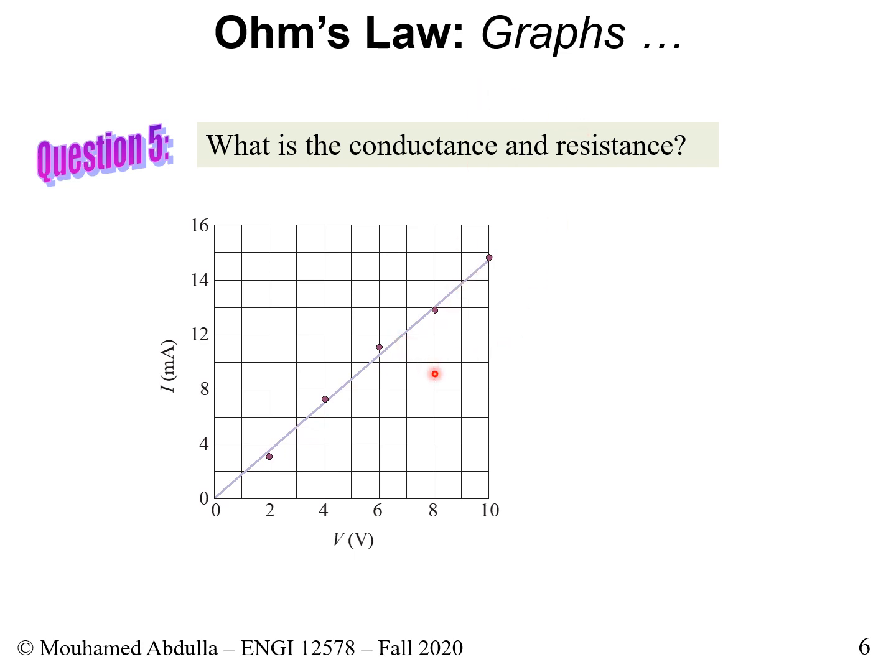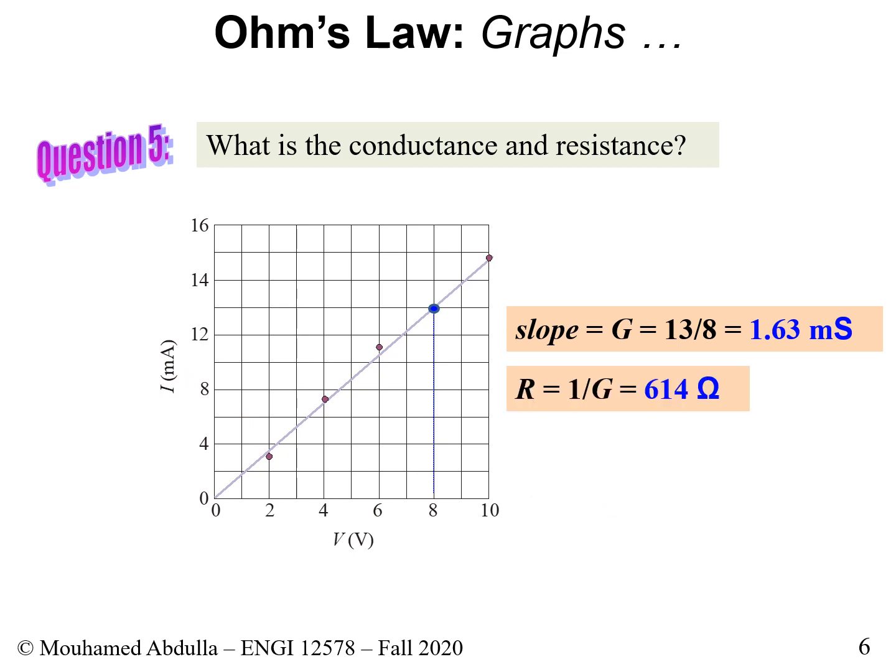Now, how do we find the conductance and resistance? We simply need to find the slope. For the slope, we just need one point on the line. I think one good point that we could pick is perhaps this one here. At 8 volts, we have 13 milliamp. So we can find the slope as G is equal to 13 milliamp divided by 8 volts, and you get 1.63 millisiemens. Again, the milli comes because this is milli. Now we do 1 over G, and that gives us 614 ohms. You might get 0.614 kilo ohm because you have a milli in the bottom, but then you write it in engineering notation, and you end up with 614 ohms.